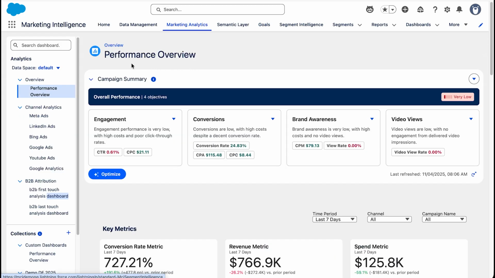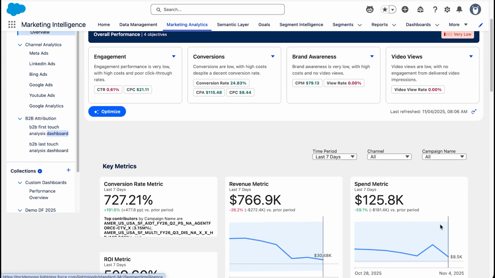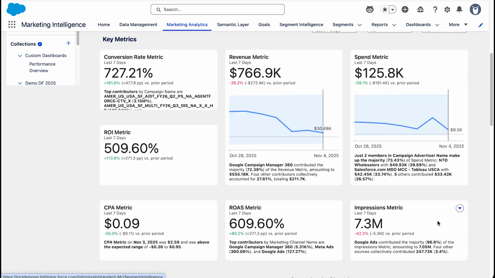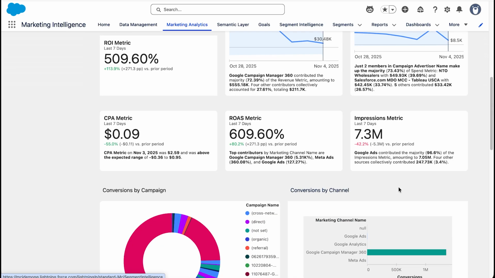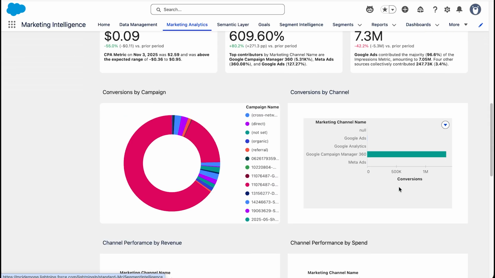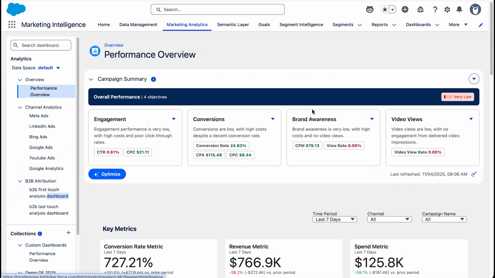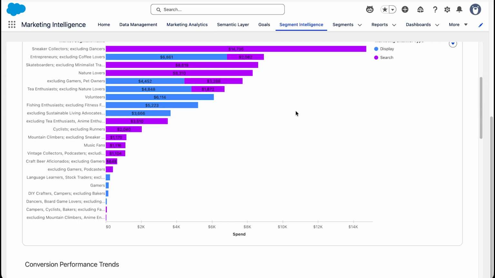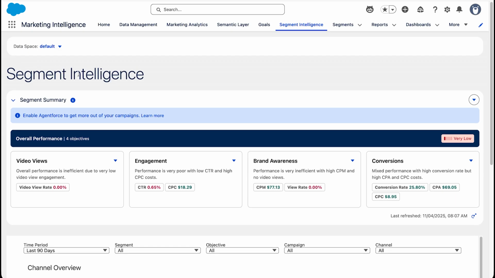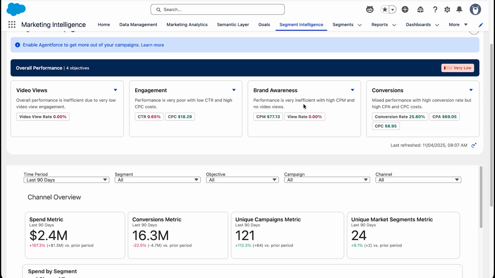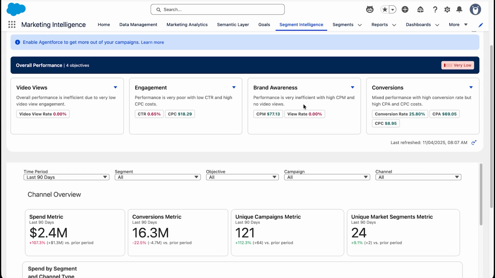We can also look at a specific performance overview of a specific channel or a specific campaign. Again, breaking down the metrics at that channel or even at that campaign level. Again, we can see here the wealth of information and data available. We can see here the channel analysis. We've also got attribution reporting as well. And then finally is our segment intelligence. So understanding the impact that our audience segmentation has had on ROI in terms of revenue creation and engagement.